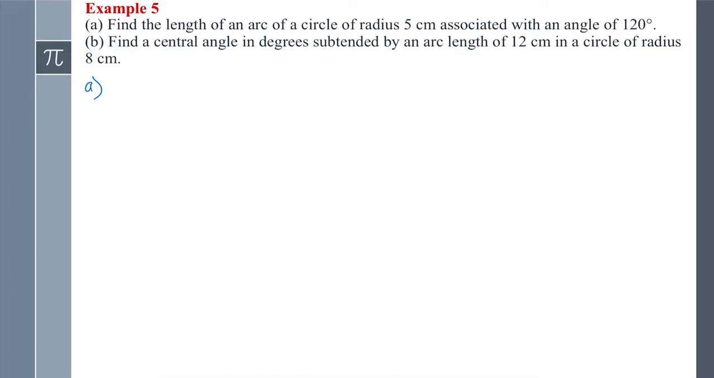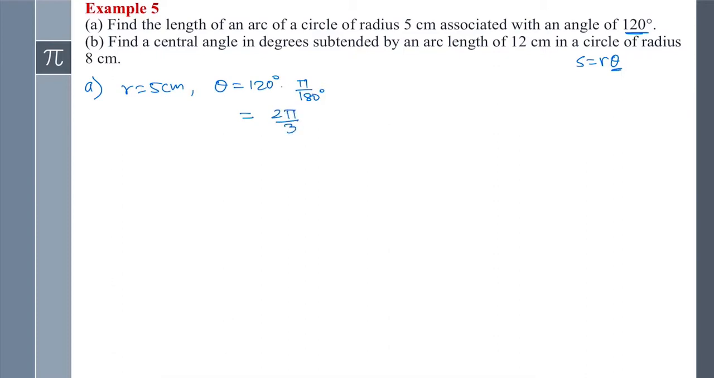It says find the length of an arc of a circle of radius 5 associated with an angle of 120 degrees. We know that s equals r times theta, but we have to make sure that theta is in radians. We have this in degrees. So our radius is 5 centimeters, and the angle is 120 degrees, but we'll convert that into radians. So we multiply this by pi over 180 degrees. When we multiply 120 by pi over 180, if you reduce that fraction, we get 2 pi over 3.